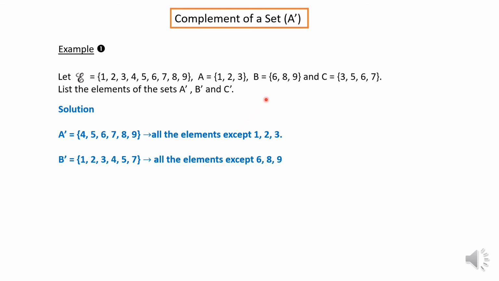Then the same for B. You look at all the elements that are not in B. So everything that is not 6 or 8 or 9 from your universal set, and it's the 1, 2, 3, 4, 5, 7 that is indicated here.